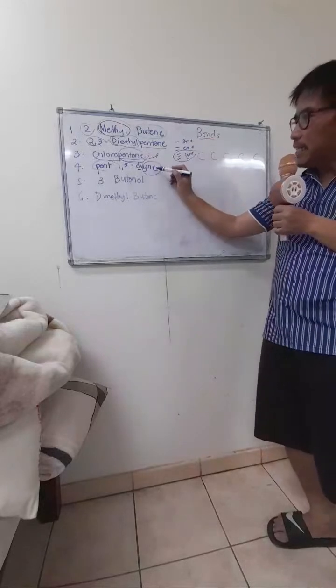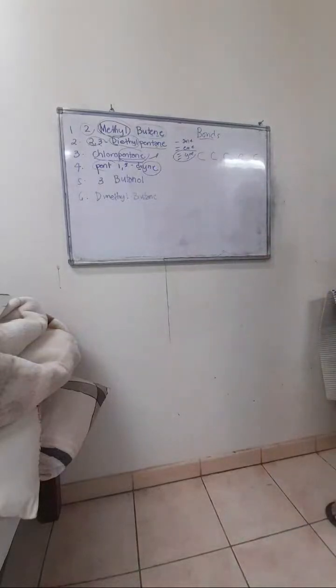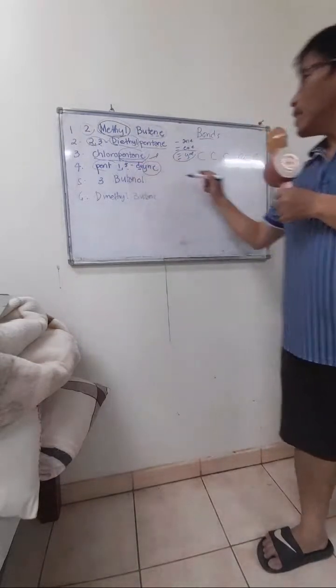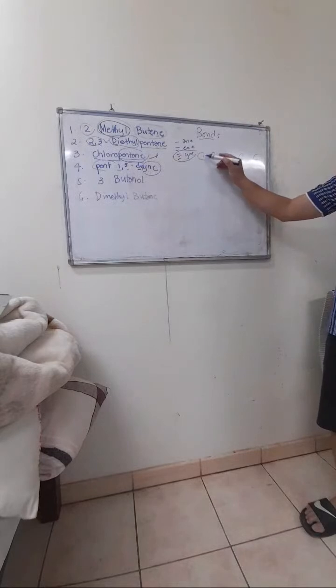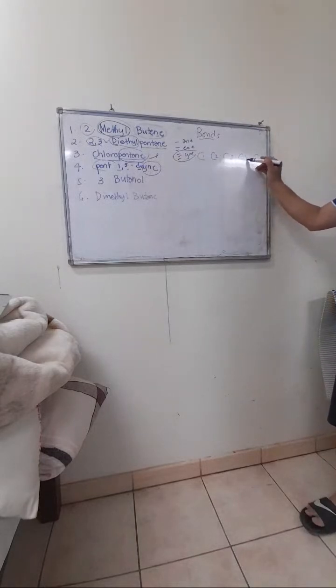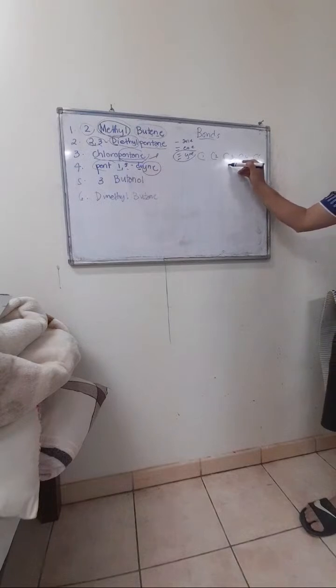see, diene. Now, your numbers are 1, 3. So it's in carbon number 1, right? 1, 2, 3, 4, 5.